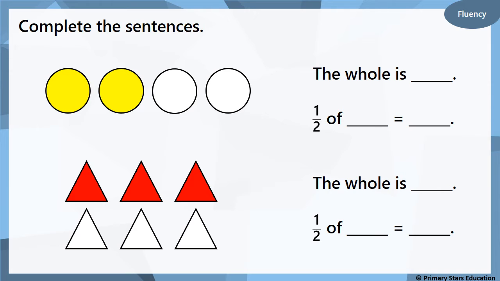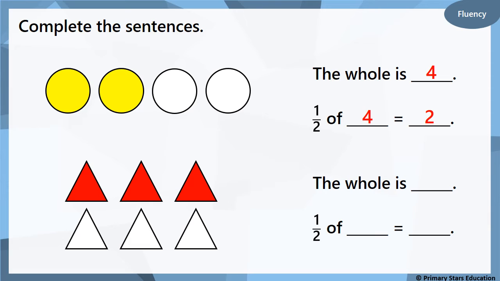Okay, we're going to have a go at completing these sentences now. I've got 4 circles, so my whole number here is 4. 2 of my circles have been coloured in and 2 of them have been left blank. I've got 2 equal parts then, 2 yellow and 2 white. So I have managed to find a half of 4. And half of 4 equals 2.